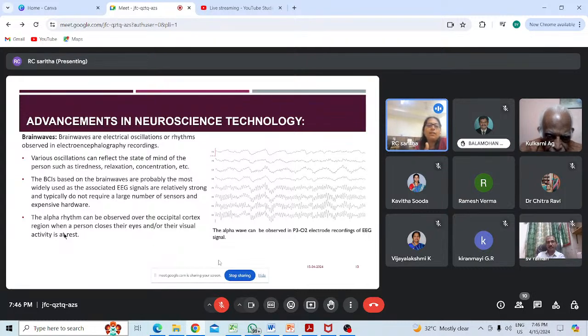Here, I explained only the alpha rhythm, which will be observed over the occipital cortex when the person closes their eyes or is at rest in visual activity. It can identify whether he is concentrating or not, whether he is blinking or opening his eyes and focusing. That can be recorded by using alpha. Similarly, there are other recordings for gamma, beta and delta also. We can explore them further in the next sessions.